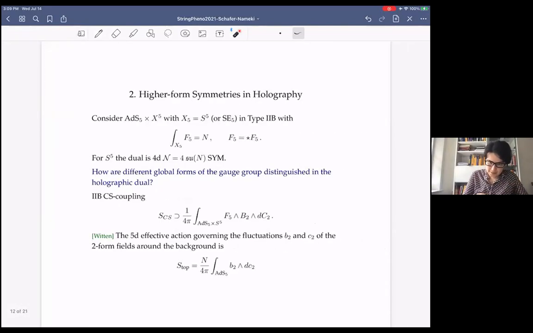I would like to now ask, what happens if you put this into a holographic setting? So think about your favorite AdS5 times S5 holographic duality in type IIB.